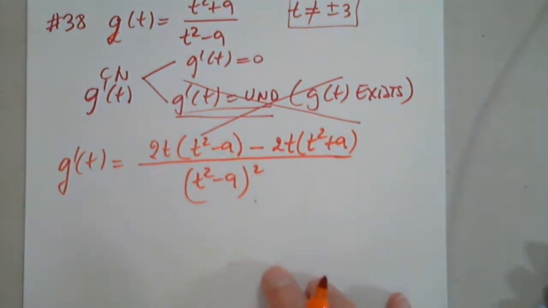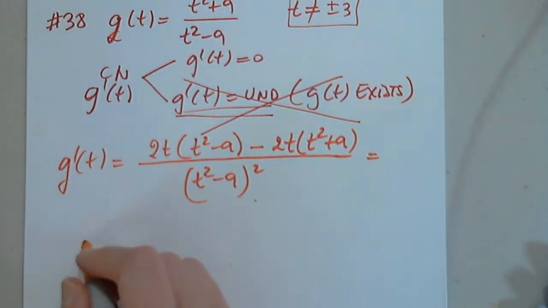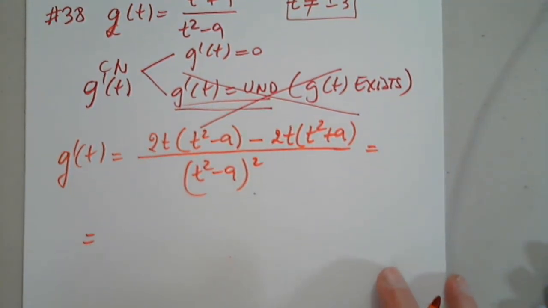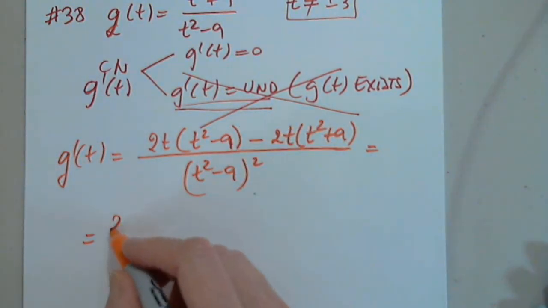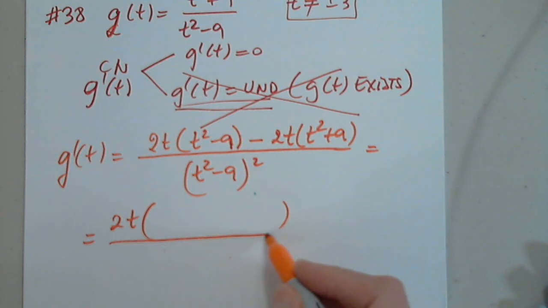Good. So, of course, I'm going to factor out 2t. I'm trying to get you in the habit of not multiplying. This is not what we want. We always want to factor to simplify our lives here.